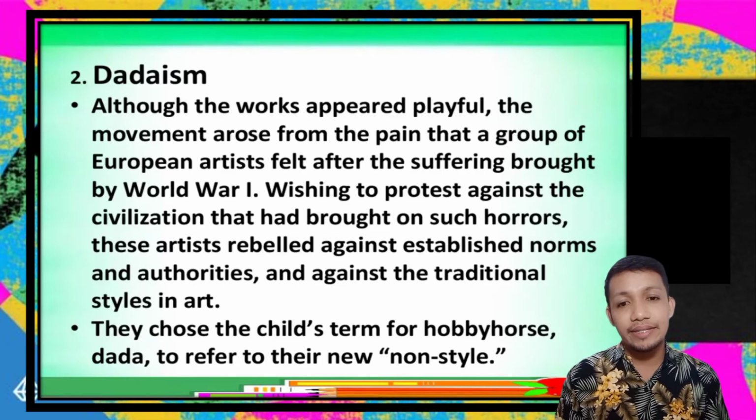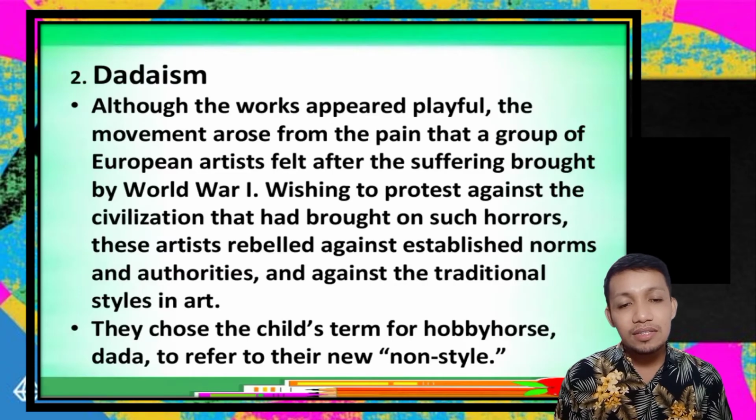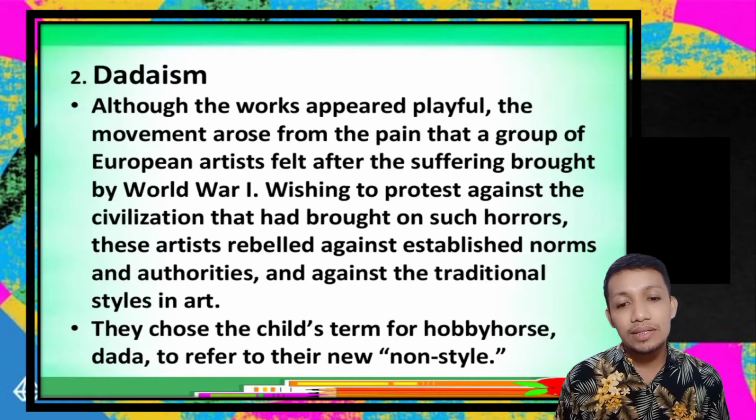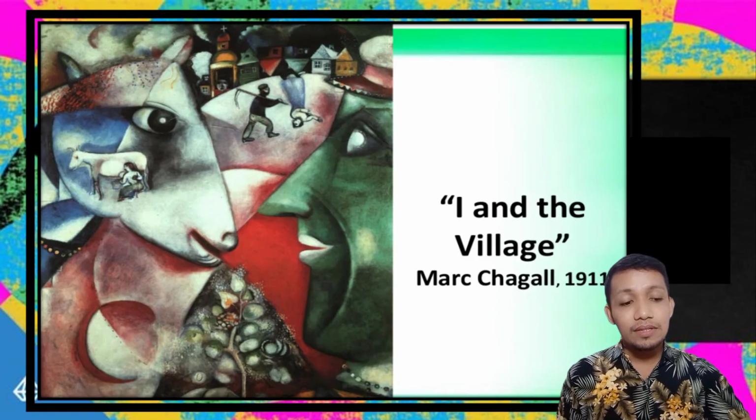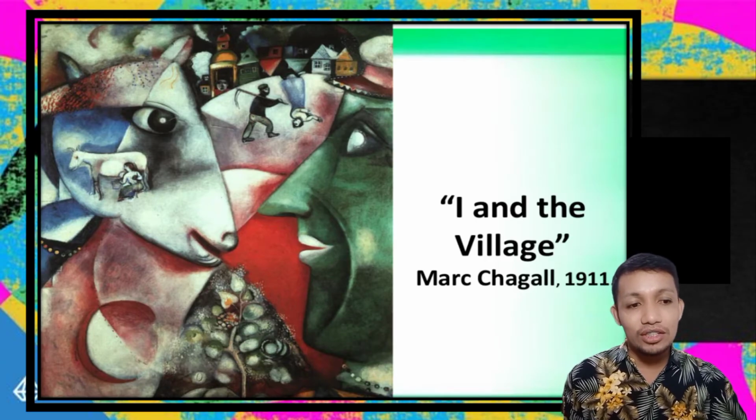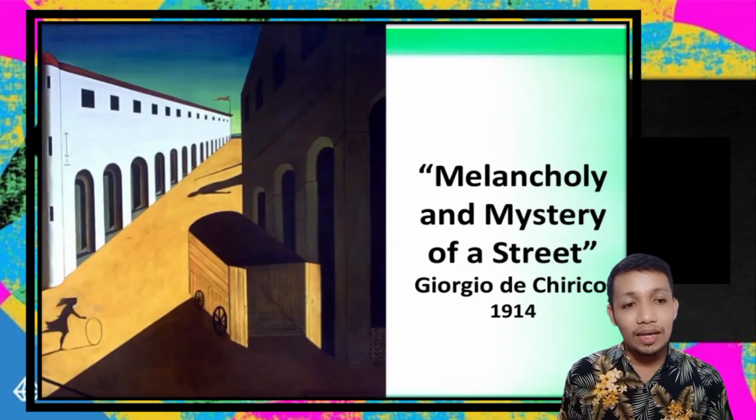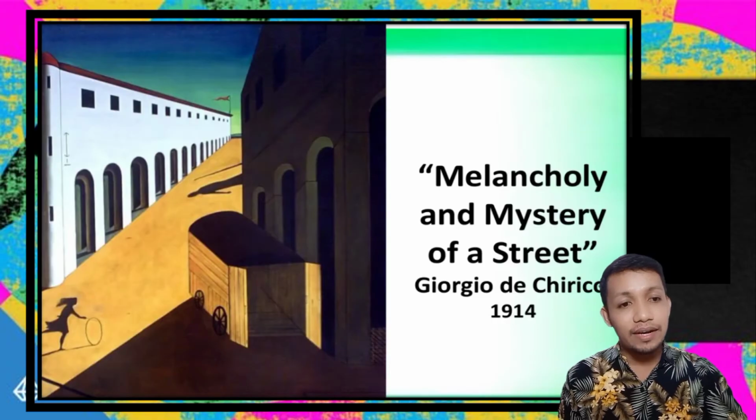Wishing to protest against the civilization that had brought on such horrors, these artists rebelled against established norms and authorities and against the traditional styles in art. They chose the term for hobby horse to refer to their new non-style. Examples of Dadaism are I and the Village by Marc Chagall in the year 1911, and we also have Melancholy and Mystery of a Street by Giorgio de Chirico in the year 1914.